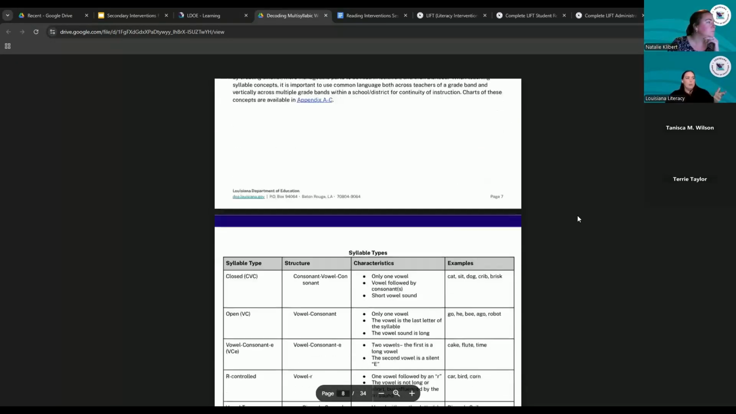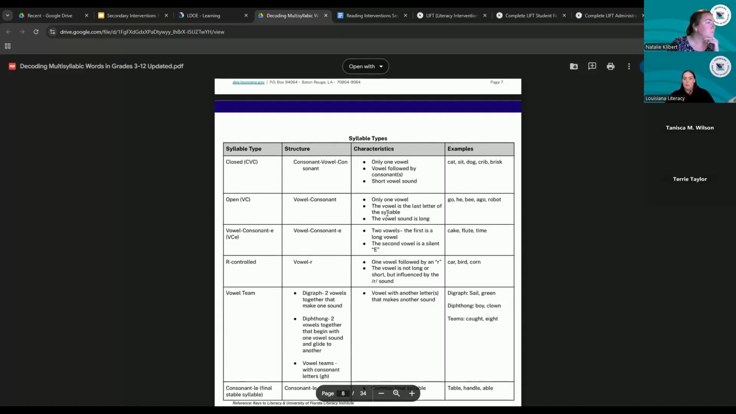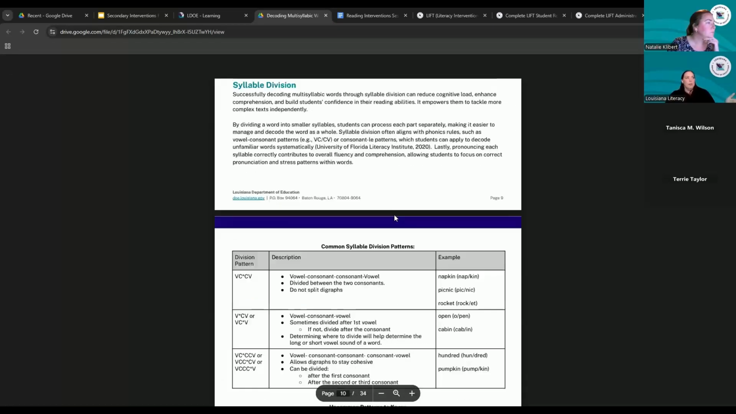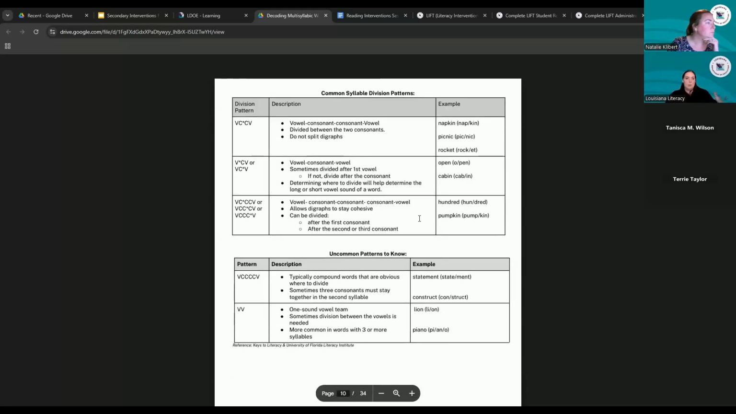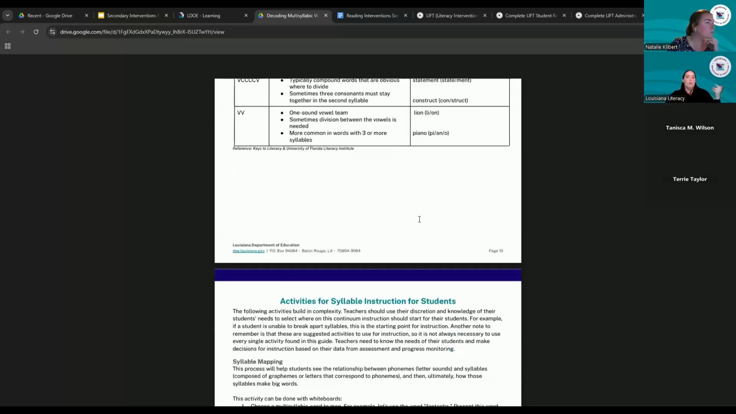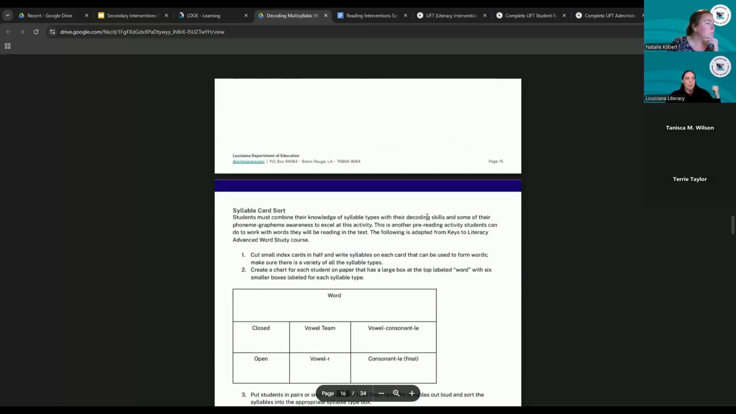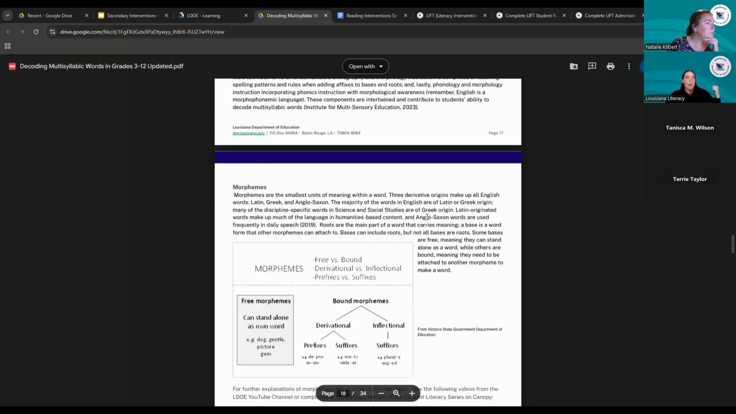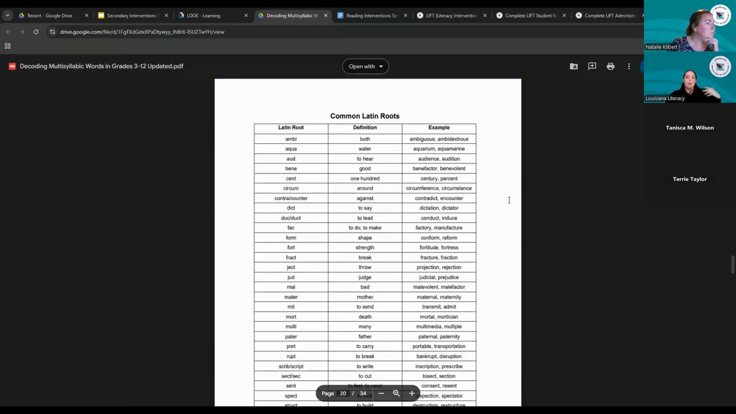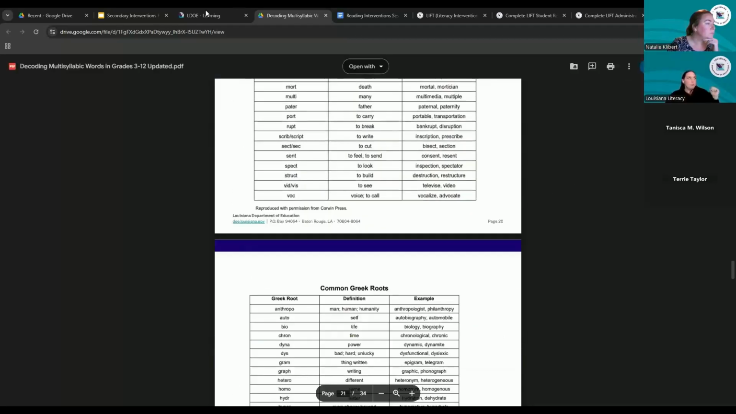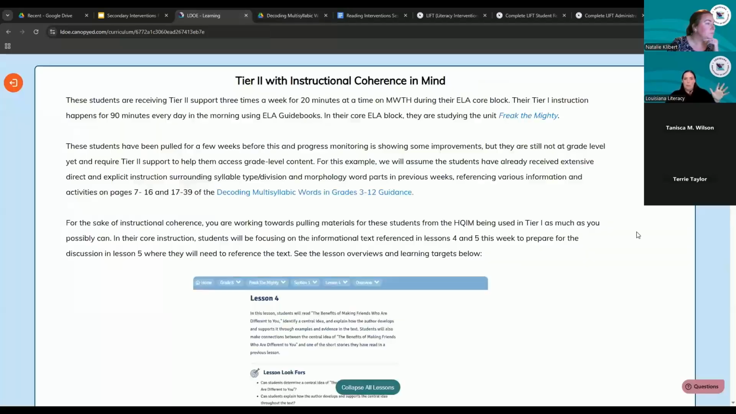So we talk about syllable types first. They've already learned the different syllable types. They've learned the syllable division patterns already. This is something we've already covered, so this is going to be helpful to know when we look at the lesson plan that I've made. And then as far as morphology goes, they've gone through and learned a lot of the different Latin roots, Greek bases, and things like that, just to give you some context. So that's what they've already done.